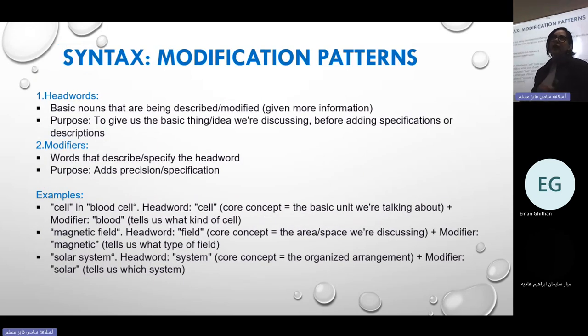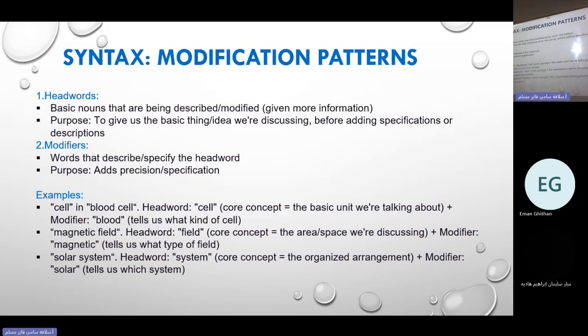You can use something else, but these are the most used tenses. Modification. The modifiers. Basic nouns, or head words, which are the nouns placed at the beginning of the sentence, are basic nouns that are being described or modified. Meaning, information is added to these words to give more information. The purpose is to give us the basic thing or idea we are discussing before adding more information.